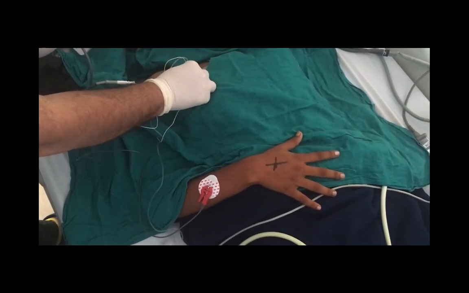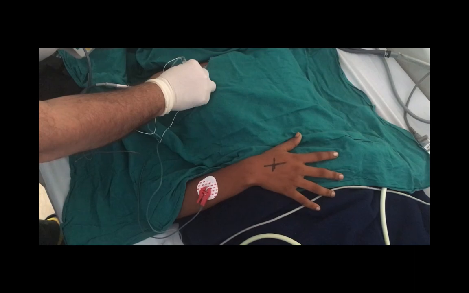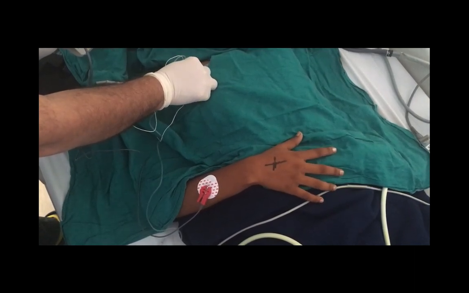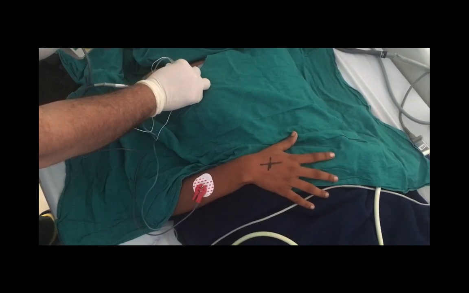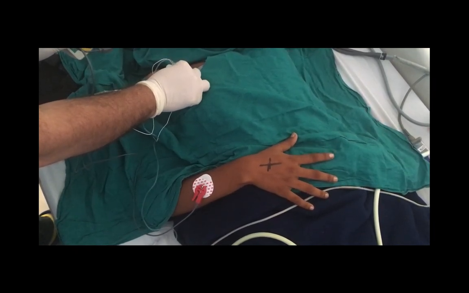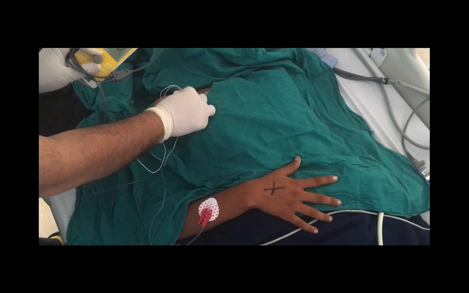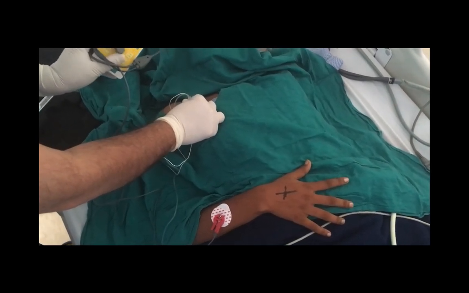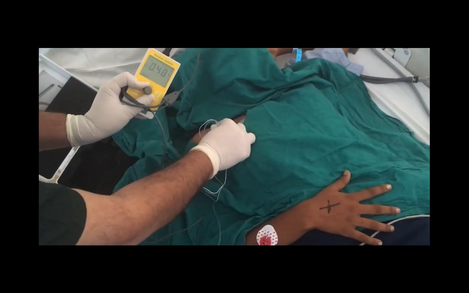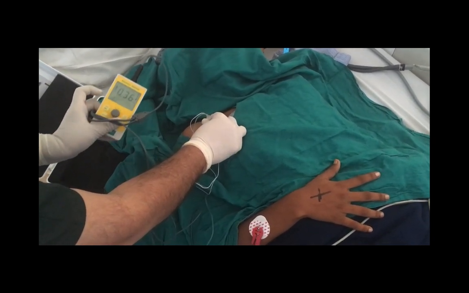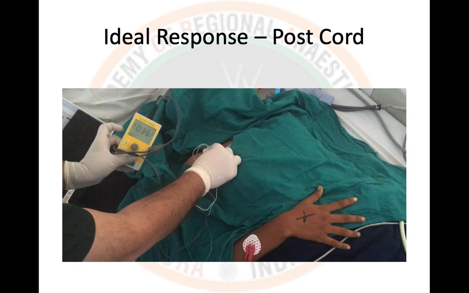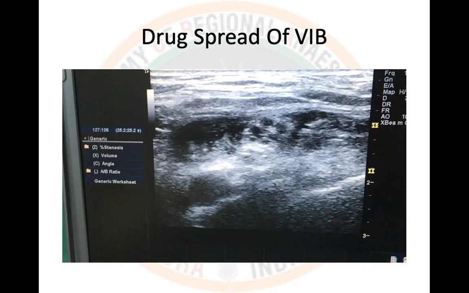You require 20 ml of 0.5% bupivacaine or ropivacaine for surgical anesthesia. If you want to use it for analgesia, then 0.2% ropivacaine or 0.25% bupivacaine is enough. So at 0.5 milliampere, if you find the response, inject the drug. But you can reduce to 0.3. If you still find the response, then don't inject the drug, readjust the needle, and only then inject the drug.